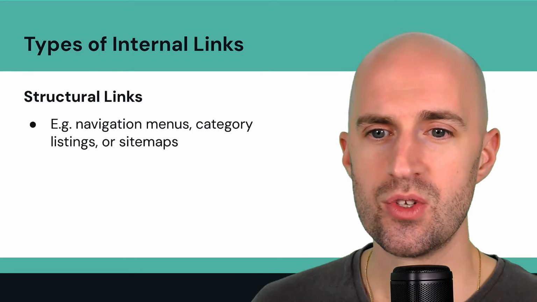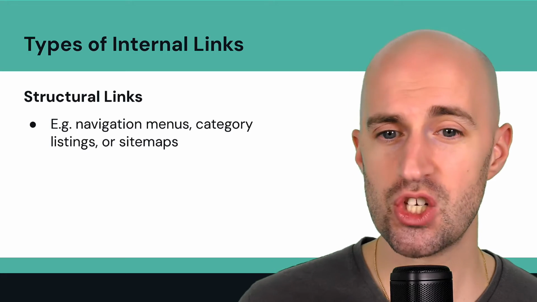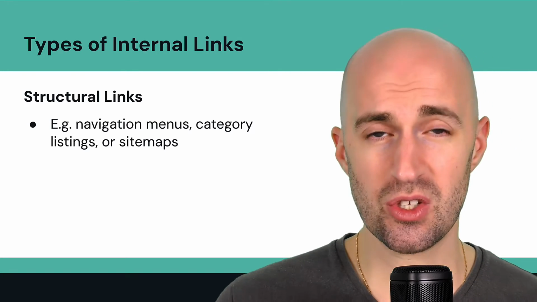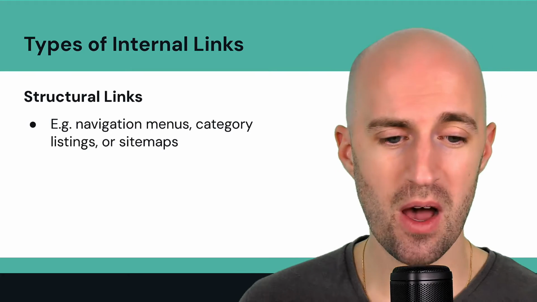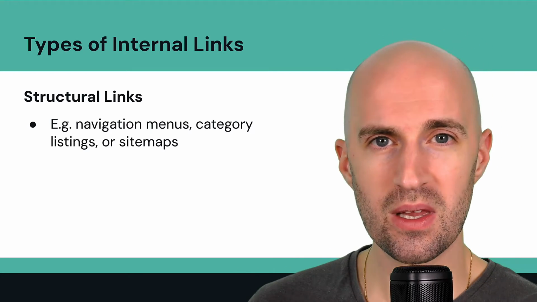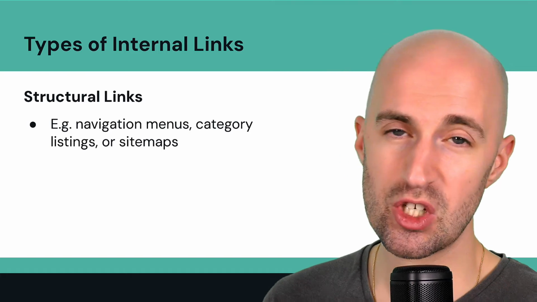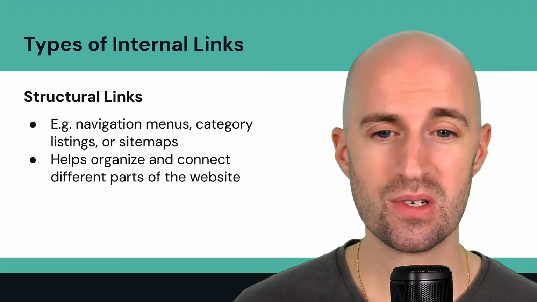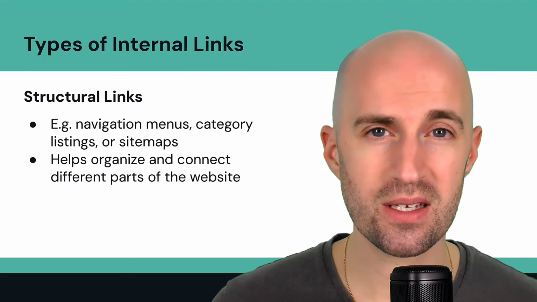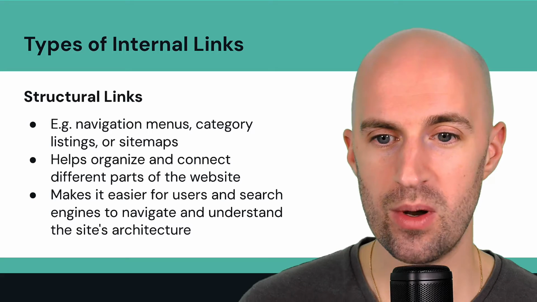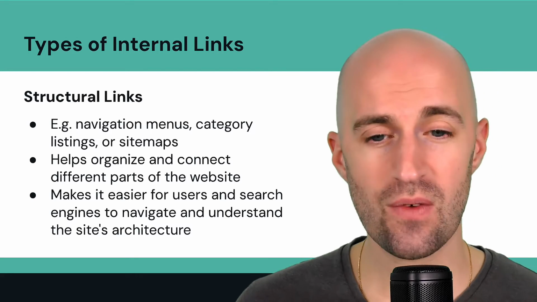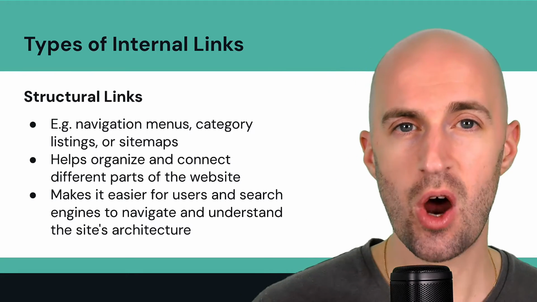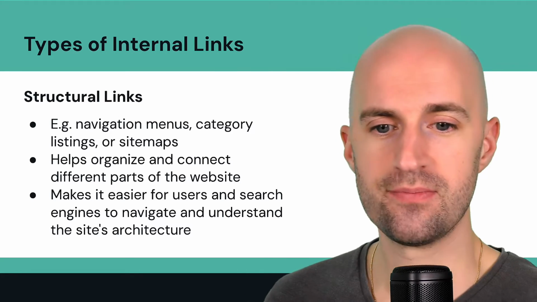Structural links. You have things like navigational menus, category listings, and sitemaps. These show you the structure of a site from a hierarchical point of view, and typically list quite a few links, especially when it comes to sitemaps. It helps organize and connect different parts of the website. It's almost like the core skeleton of a site. Really important. It makes it much easier for users and search engines to navigate and understand the site's architecture and how it's laid out.